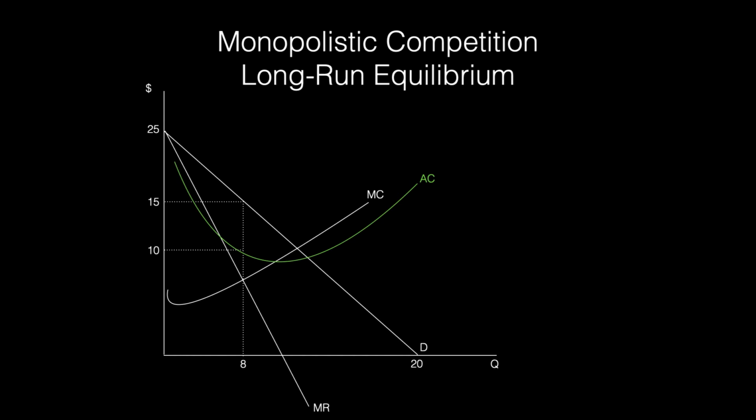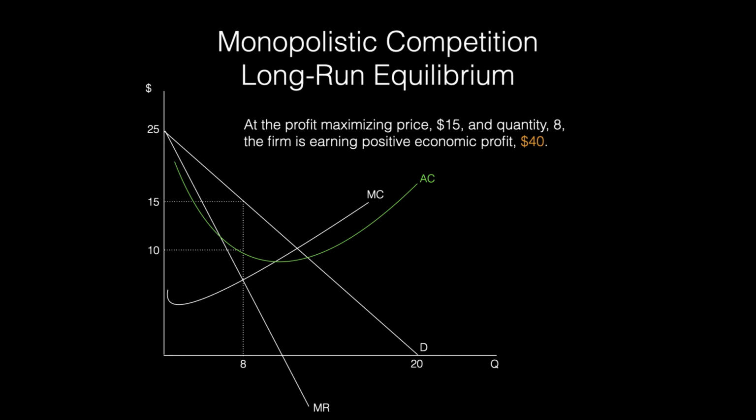Like firms in perfect competition and single price monopoly, the monopolistically competitive firm will choose an output to maximize profit by producing where marginal revenue equals marginal cost. It will then price along the demand curve. At the profit maximizing price and quantity, the firm is earning positive economic profit of $40. This is shown in the graph by the area of the orange rectangle. Positive economic profit implies that the firm is doing better than its next best alternative.